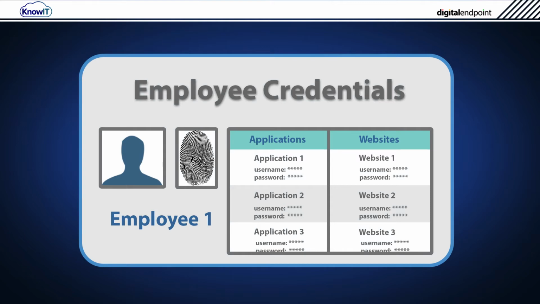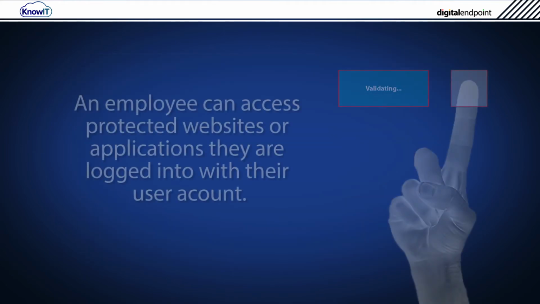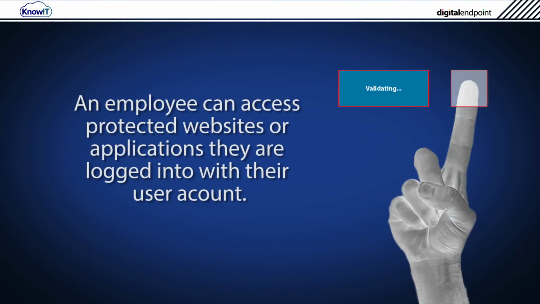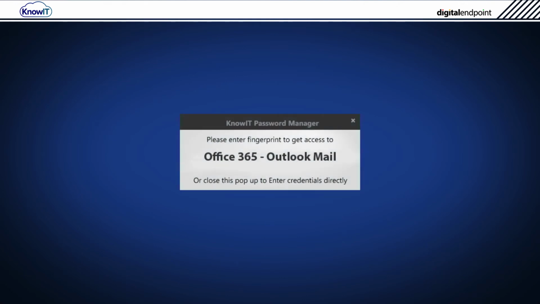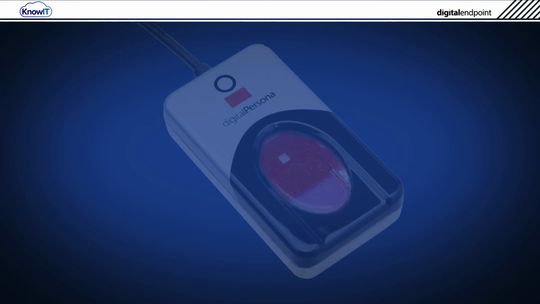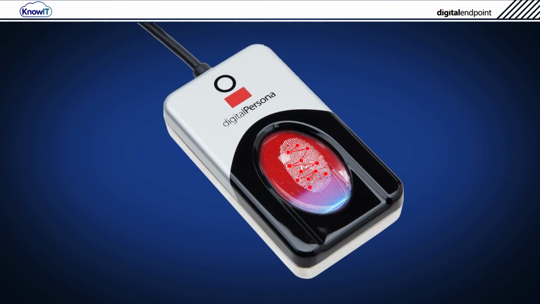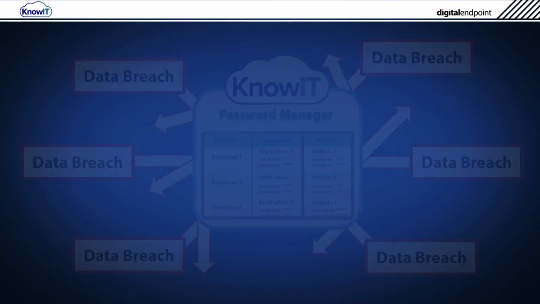Finally, every employee will have their own list of protected company resources assigned to them that only they have access to. In order for an employee to be able to access the protected company resources assigned to them, they must first be logged into a computer using their own user account. Whenever they try to access a protected company resource, they will be asked to scan their fingerprint. After their fingerprint is scanned, they will automatically be logged in.